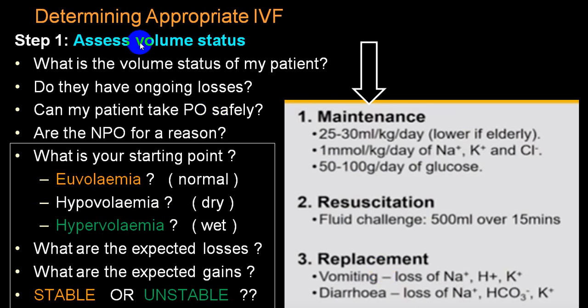So while doing a reassessment, first always look for volume status. Look whether the person is having ongoing losses. Can the person take orally or not? And then you have to put them into a group: euvolemic, hypovolemic or hypervolemic. And if the person has any expected losses or expected gains, and clinically whether he is stable or unstable, then you decide whether he requires resuscitation, maintenance or replacement.